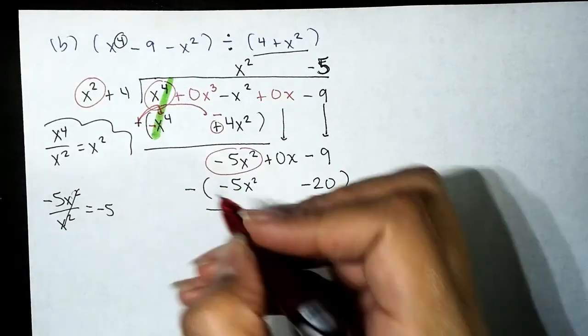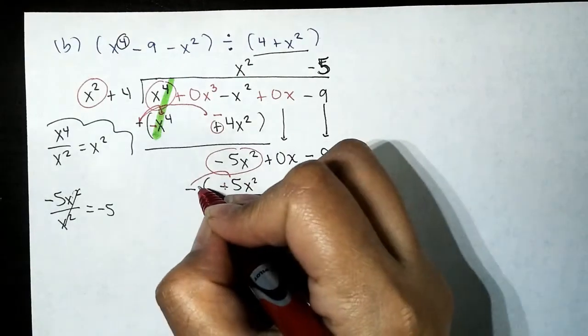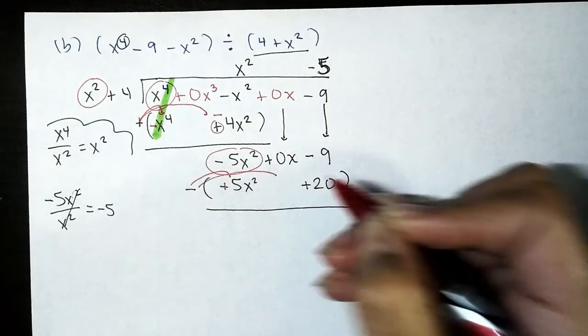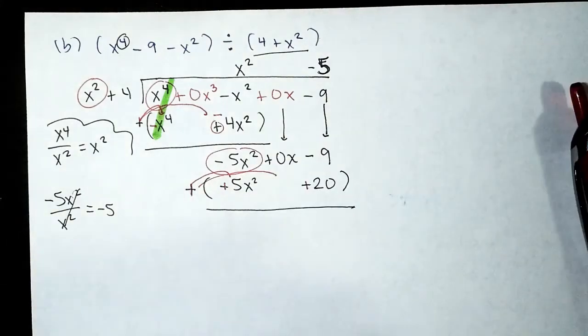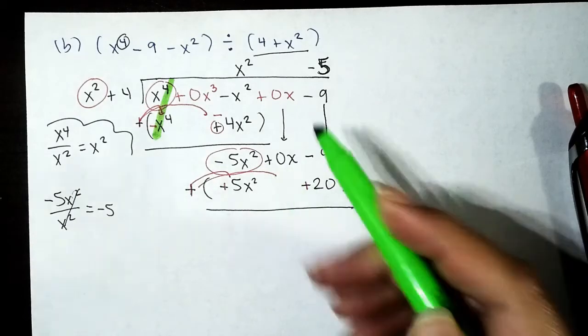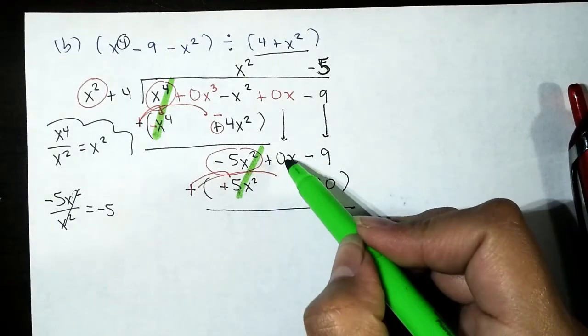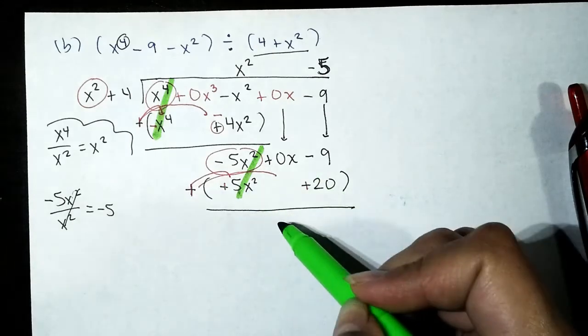So let's go ahead, add the opposite. Opposite of a negative term is a positive term. Let's go ahead, add the opposite. Negative 5x squared plus 5x squared will give us 0. 0x plus nothing is still 0, so there's no need to bring down the 0.